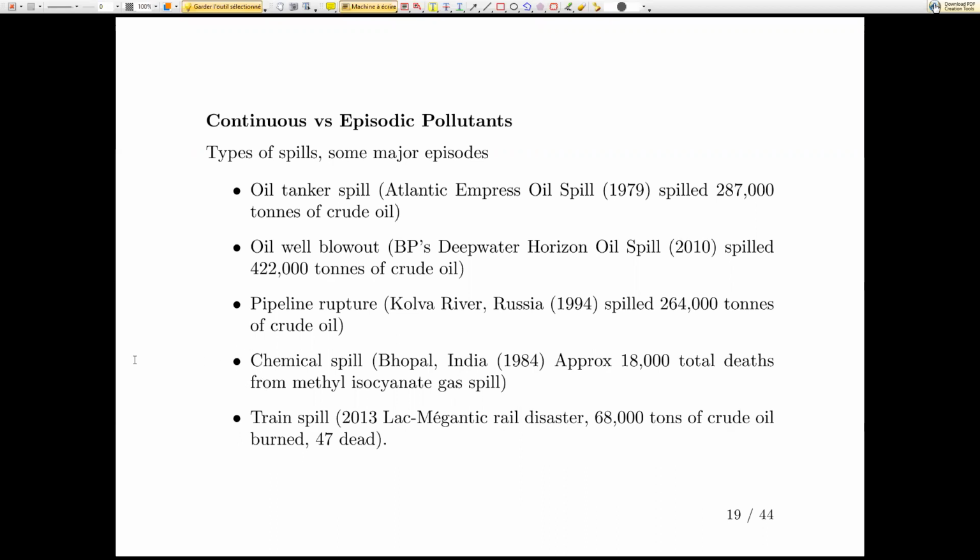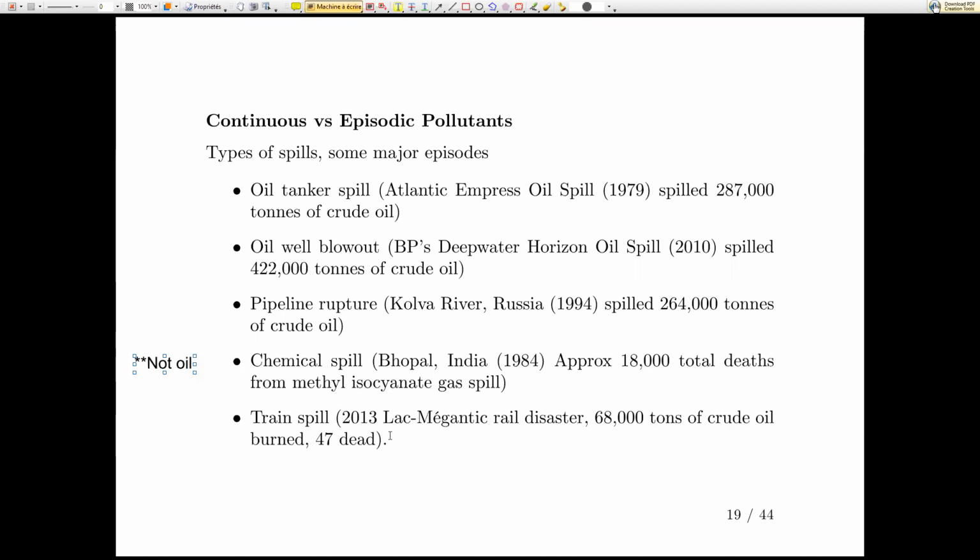One that is not oil, but still is a spill, and historically, I think, the worst spill, happened in India, at the Bhopal plant, and it killed 18,000 people, because of methyl isocyanate gas. And I was hoping somebody would remember that one.